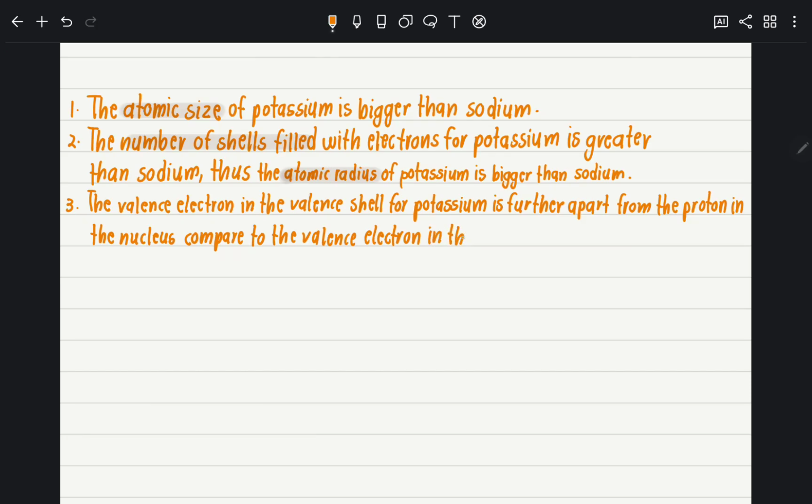Give your sentence which is like betul-betul tak bagi pemeriksa question you. Okay, but there is one mistake actually. Wait, I show you the mistake. Compare to the valence electron in the sodium. In the valence shell for sodium, which quite near lah, dia quite near, betul. So you just can say compare the valence electron and the valence shell for sodium. Cukup lah sampai sini pun.